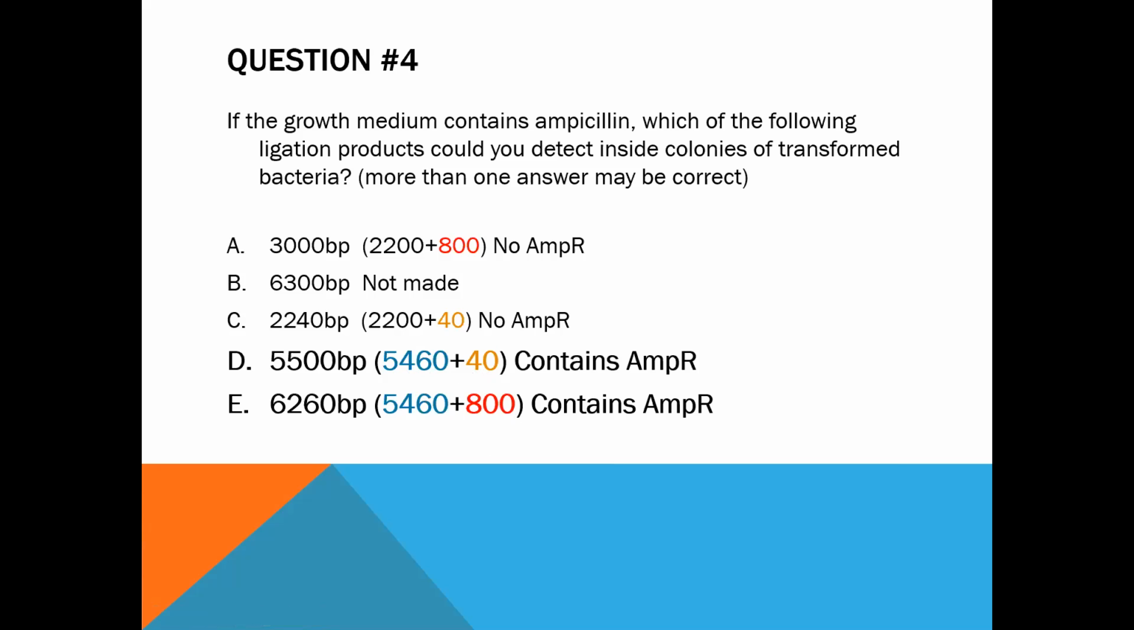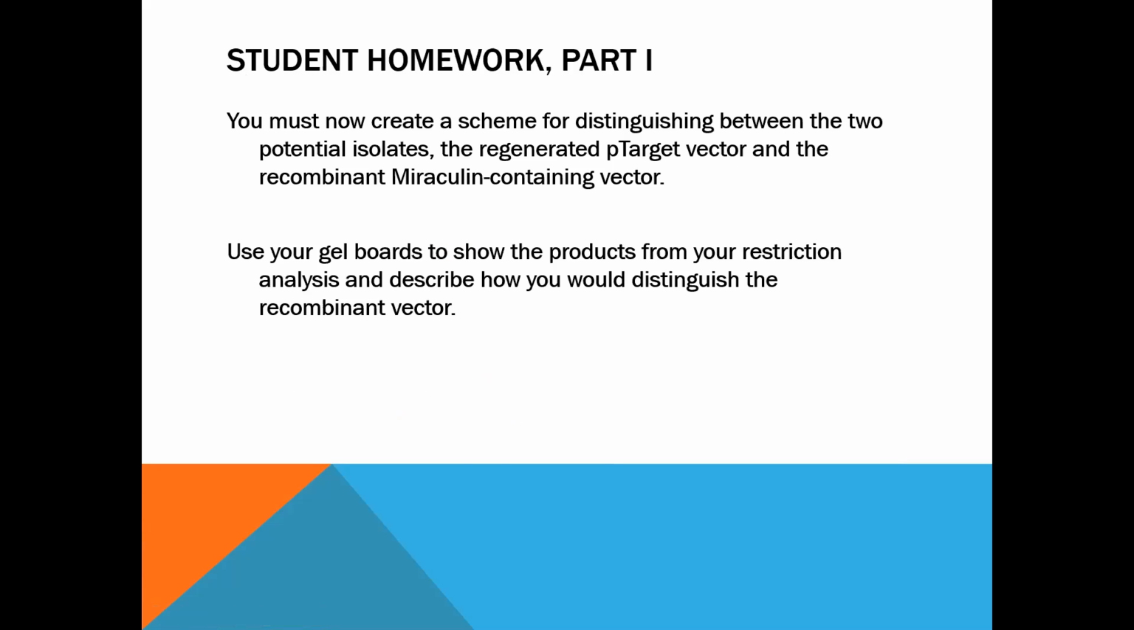But that means that we'd have two colonies, and we want to be able to tell them apart on the plate. Miraculin doesn't have a color associated with it, so you can't look at it that way. It's not going to glow in the dark or anything like that based off this vector. So we want to find a way to distinguish between the two potential isolates, the regenerated p-target vector, where the 40 base pairs just went right back in, and the recombinant miraculin containing vector.